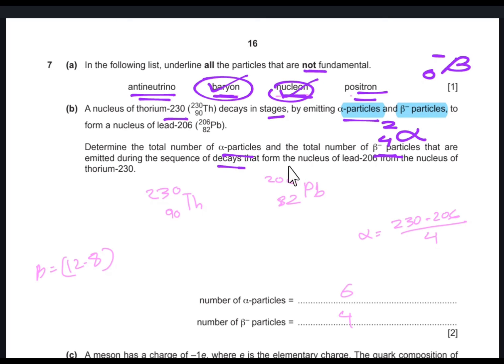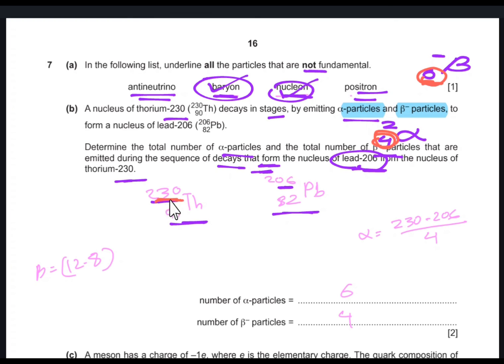Determine the total number of alpha particles and the total number of beta particles that are emitted during the sequence of decay from the nucleus of thorium-230 to the nucleus of lead-206. So the decay occurs and forms the nucleus of lead-206. So we know that there is a change in mass number, and the change in mass number occurs due to alpha particles, because beta particles have a mass of 0, so emitting them has no effect on the mass, but an alpha particle has a mass of 4. Therefore, emitting alpha particles causes a decrease in mass.